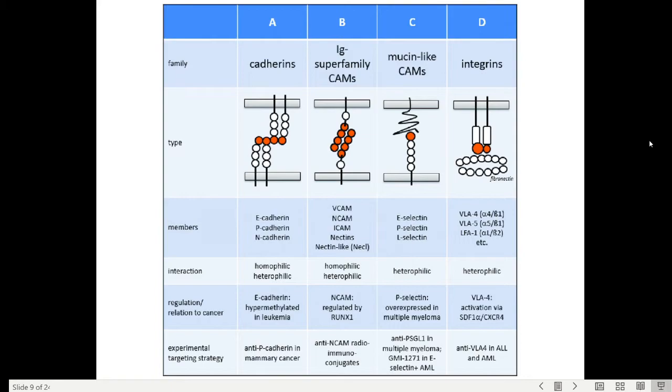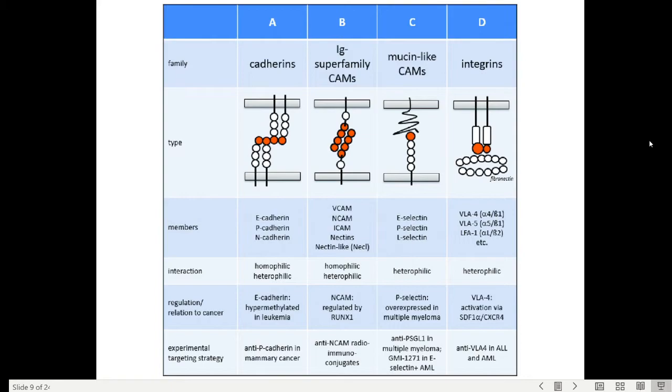Another is Ig, the immunoglobulin. This immunoglobulin is a superfamily cell adhesion molecule which has different members. These members again have 2 types of interaction, homophilic and hydrophilic. The important thing is it is regulated by the RUNX1 protein. It's a major coded thing. This Ig superfamily cell adhesion molecule is activated by RUNX1.